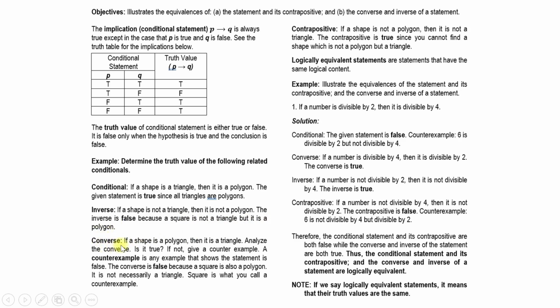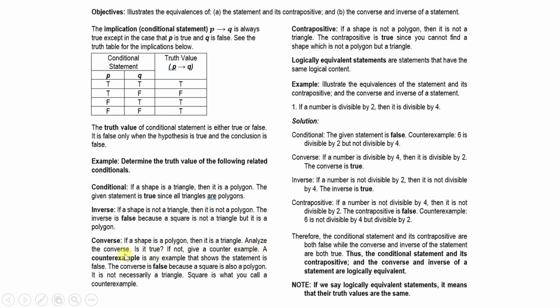Again, if we see converse, we will simply interchange the hypothesis and the conclusion. So, this is our hypothesis, this is the conclusion. Therefore, our converse is this one. If a shape is a polygon, then it is a triangle.